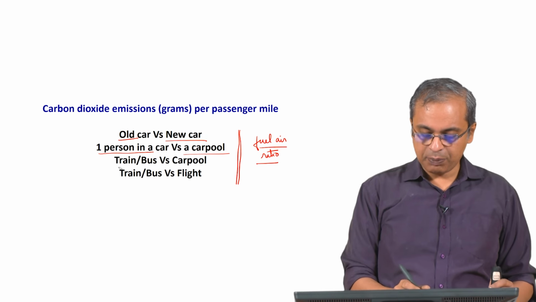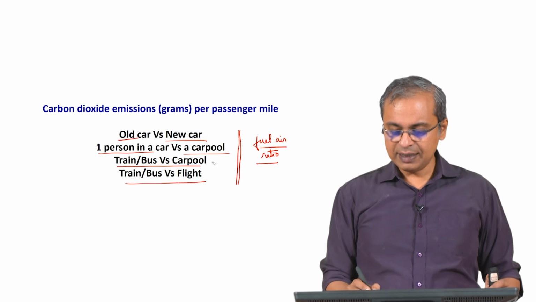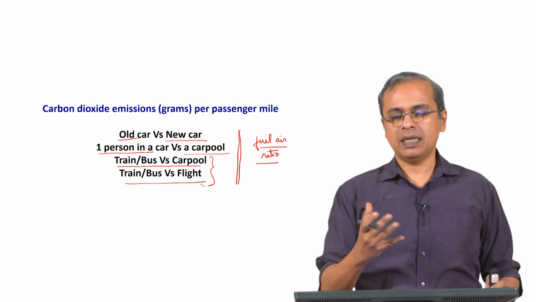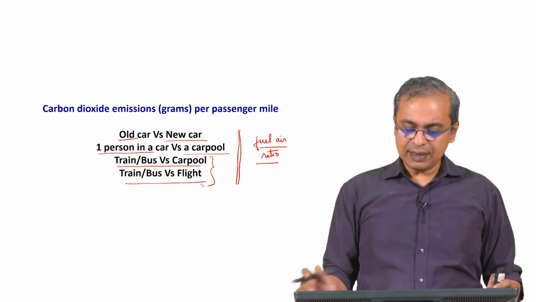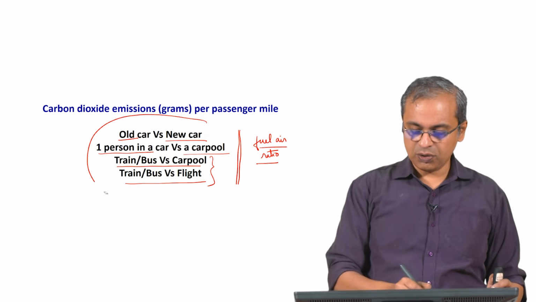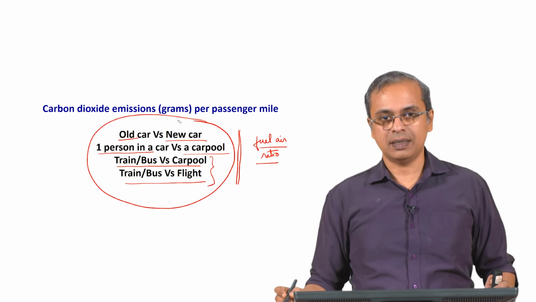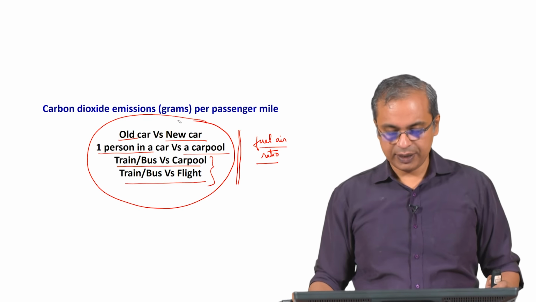And then there is always public transport, train or bus versus carpool, and train or bus versus flight. Interestingly, these are all very similar, really somewhat close in terms of their energy efficiencies. So this kind of detail is there even in the choice of vehicle, mode of transport, and how you utilize transport in a city condition. So all these details with respect to the transportation sector.